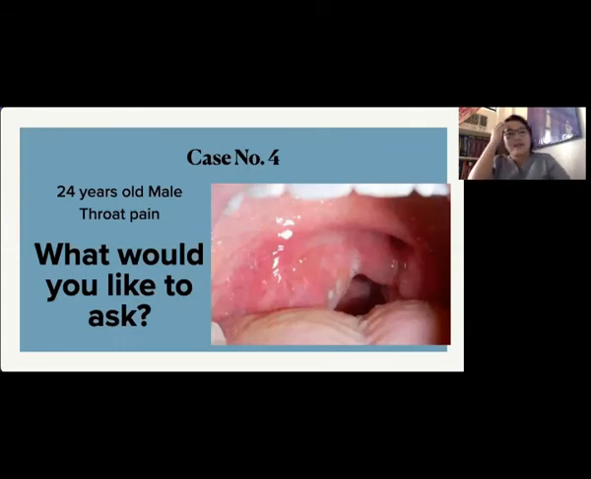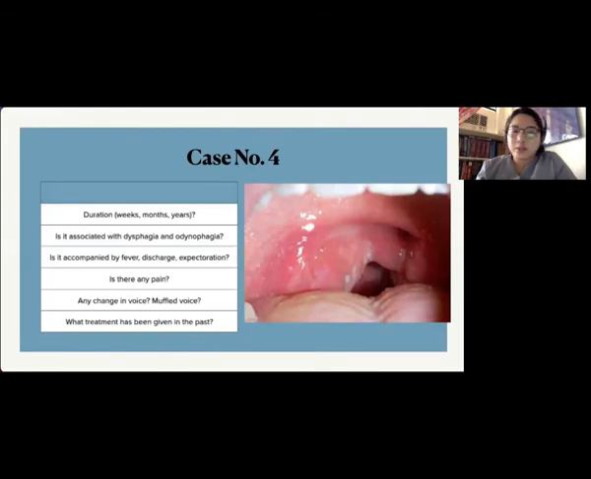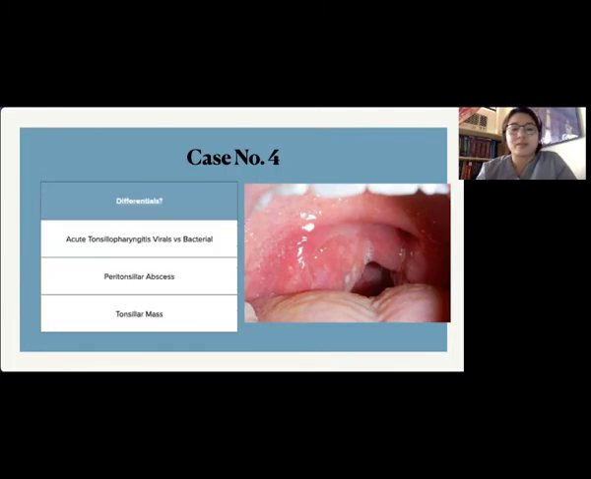Next we have case number 4, a 24-year-old male who came in for throat pain. What would you like to ask? I want to know the duration: has it been days, weeks, months, or years? Is it associated with dysphagia or odynophagia? Is it accompanied by fever, discharge, or expectoration? Is there any pain? Any change in voice, muffled voice? What treatment has been given in the past?